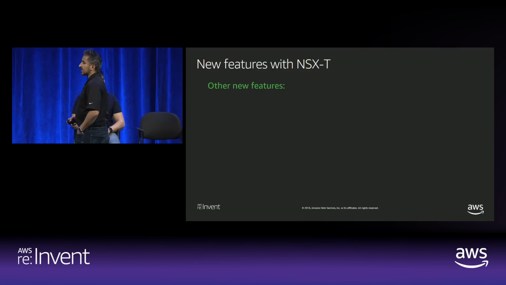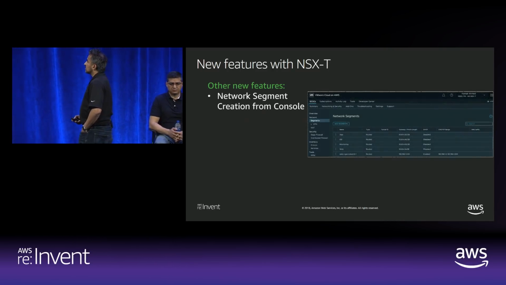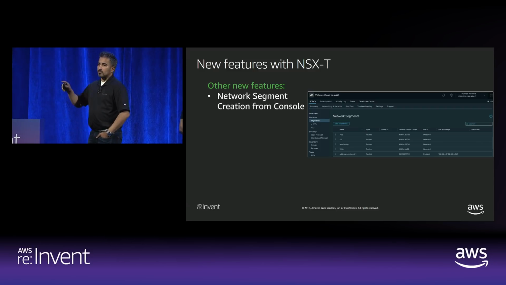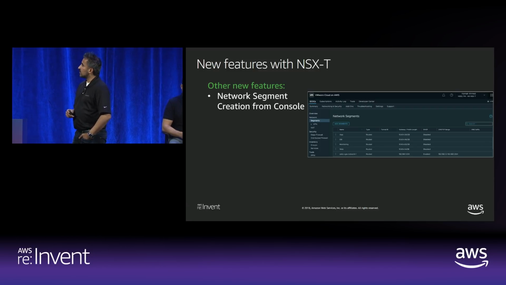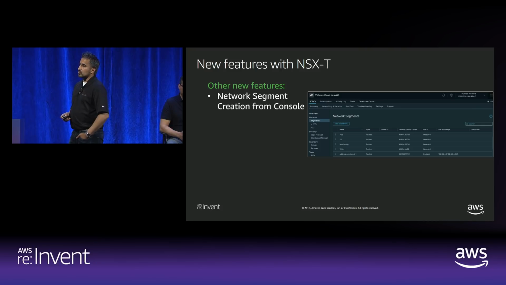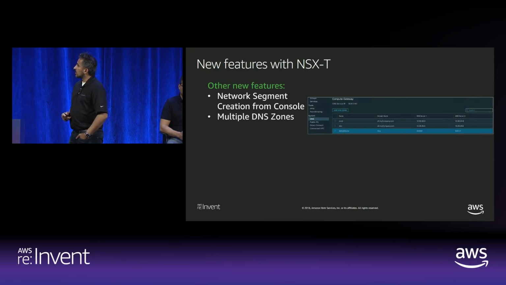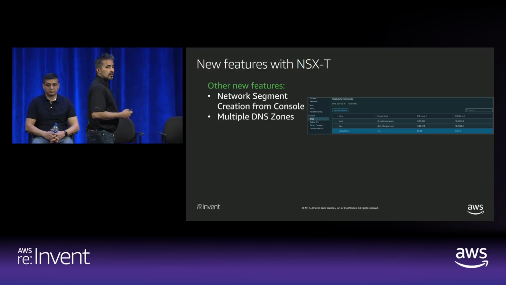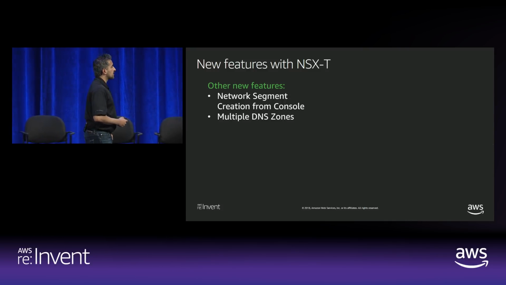I really focused on connectivity and security. Just briefly, I want to mention, we also now can create network segments from the console. You no longer have to go into vCenter. We had an NSX plugin there where you had to create the network segment there. Now you can do everything from the console, including creating the network segment. We now support multiple DNS zones. Prior, we only could add 2 DNS servers. Now we can create multiple DNS zones and multiple DNS servers per DNS zone.